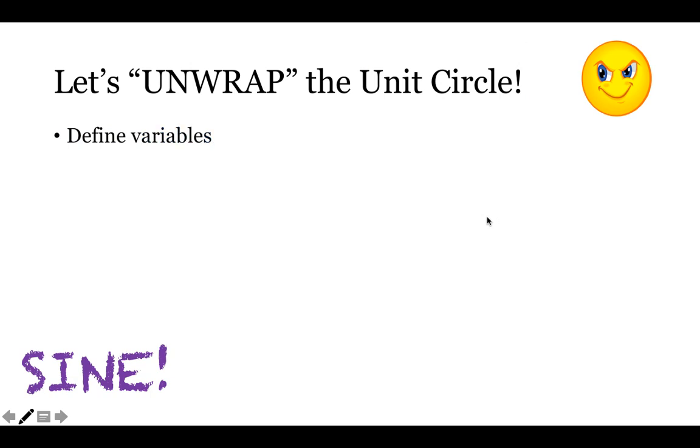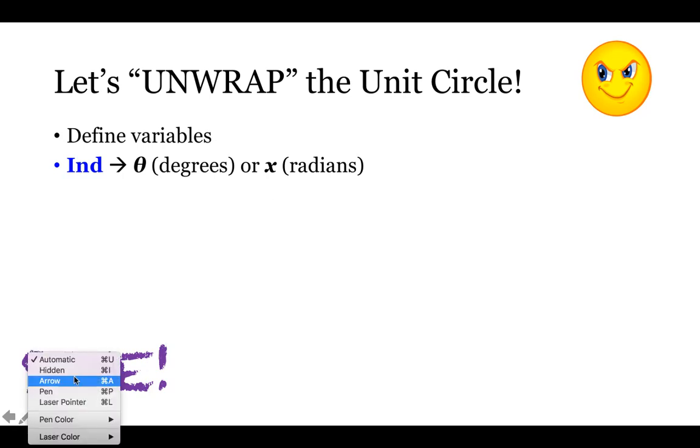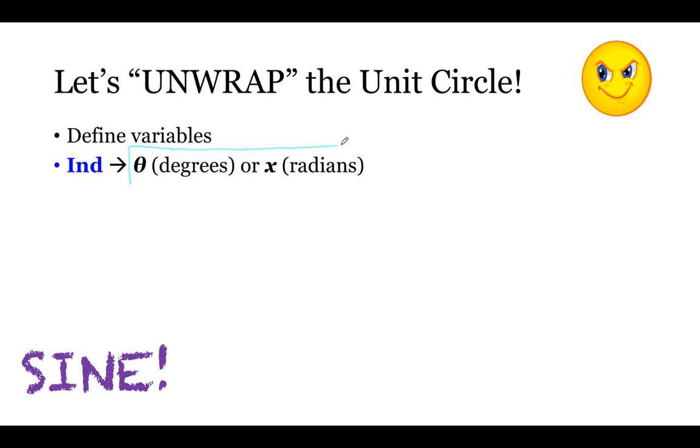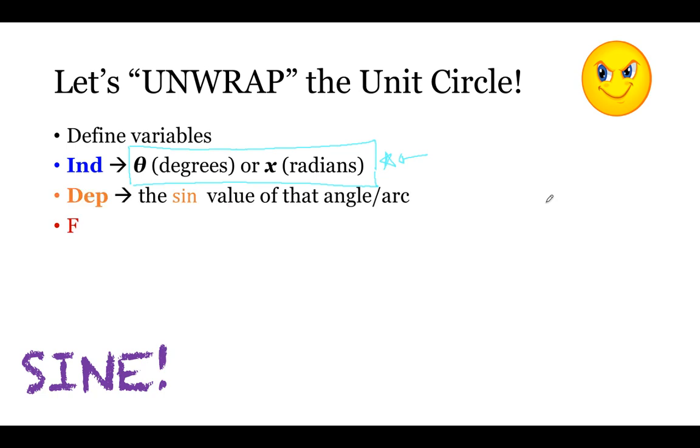Let's unwrap the unit circle. So we're going to define the variables. The independent variable is either theta, which would be degrees, or x, which would be radians. And I would definitely write this down so that you just know if you're working in degrees or radians. Right, and you might want to reference this later on. The dependent variable is the sine value of the angular arc right now, right?